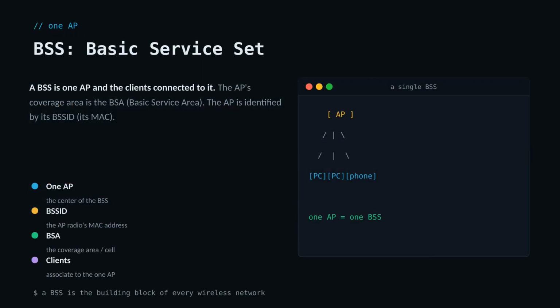With the standards sorted, let's look at how a wireless network is actually built. The simplest unit is a BSS, a basic service set, which is just one access point and the clients associated with it. The AP itself is identified by its BSSID, which is really just the MAC address of its radio, and the area it covers is called the BSA, the cell. Remember this one. A single BSS is the building block of every wireless network.